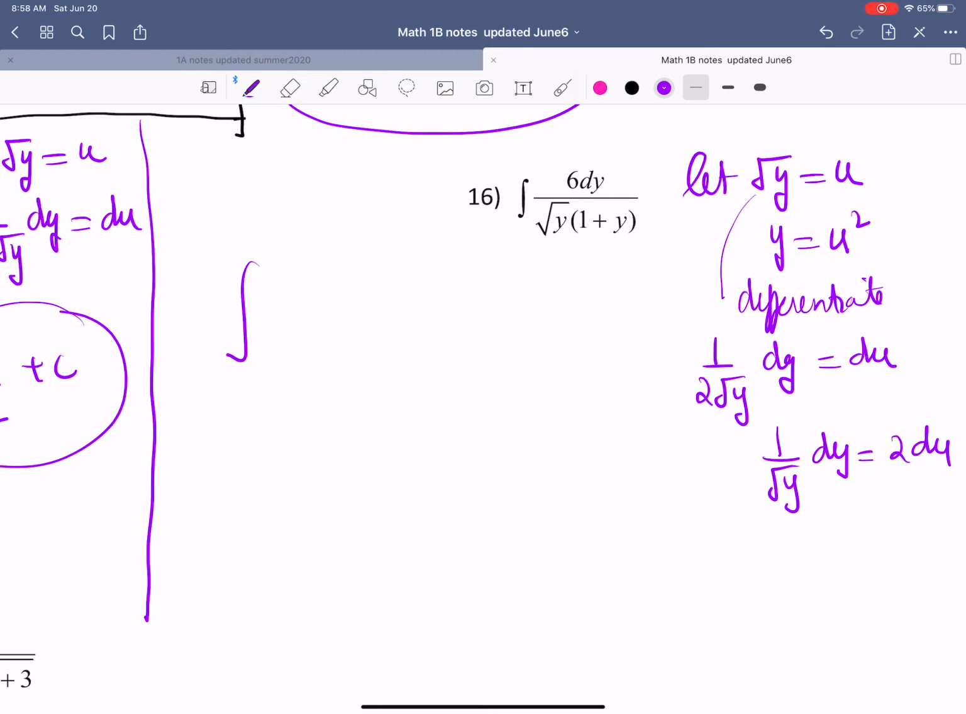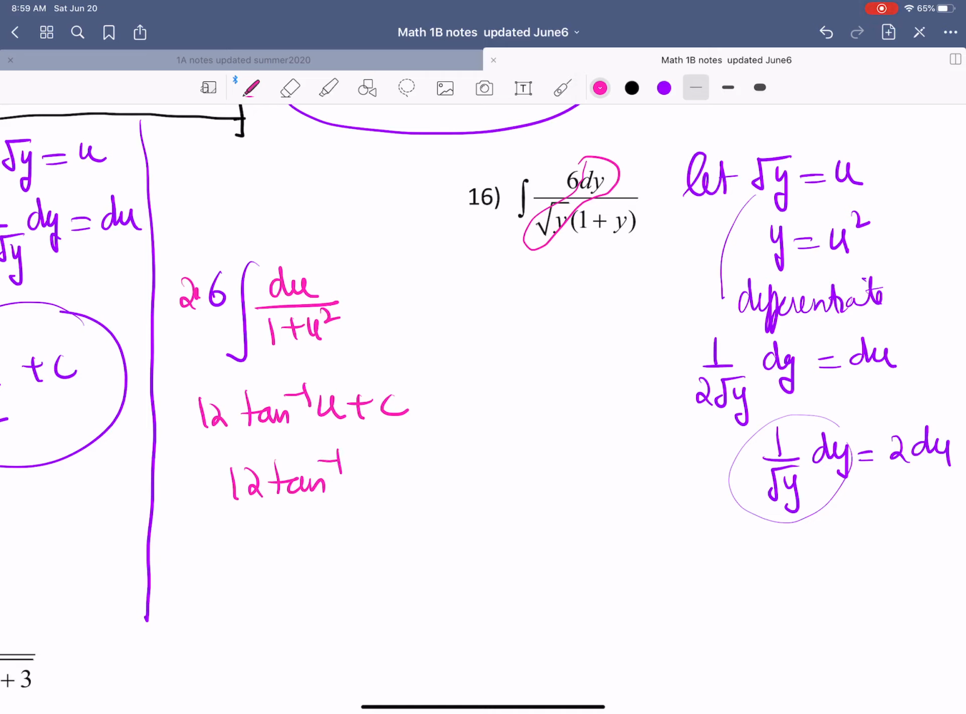I can pull the 6 out, since 6 is just a constant, and this piece, 1 over root y dy, is equal to 2 du. On the bottom I have 1 plus u squared because y is u squared. That looks like a tangent inverse to me. So it's 12 tangent inverse u plus c. We called u the square root of y, so 12 tangent inverse root y plus c is what I'm left with.